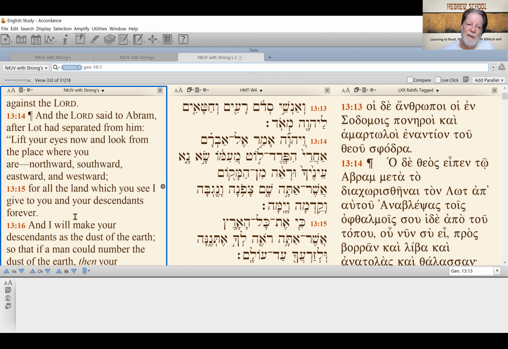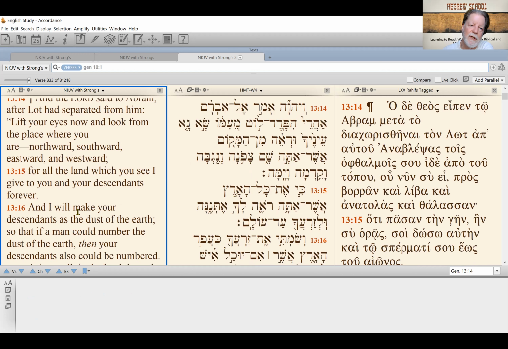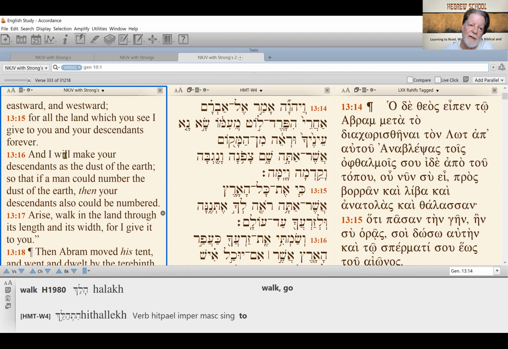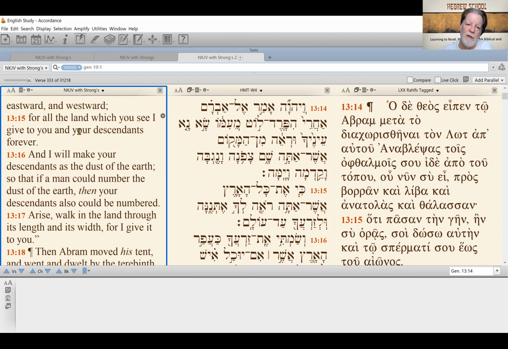Okay, so this is significant theologically, and we'll talk about it in a few minutes. The Lord says to Abraham, from where you're standing right now, lift up your eyes and look to the north, east, south, and west. And here's why. Verse 15, for all the land which you see, I will give to you and your descendants forever. God is using the things that Abraham is able to see to define the promised land. Like I say, we'll talk about that in a few minutes.